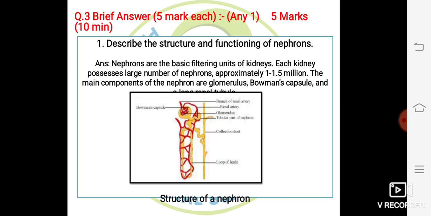Next we had brief answers, wherein you had to attempt one answer from each. There were two given to you and you had to attempt any one. The first one was about the structure of nephron. Here, initially you had to write what a nephron is made up of, where it is situated, and what the parts of a nephron are, and then draw the structure of a nephron, as I have done over here.